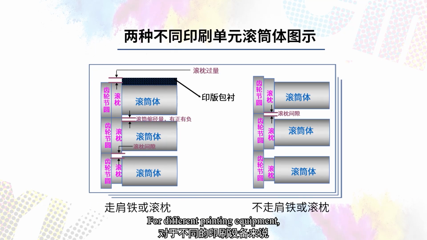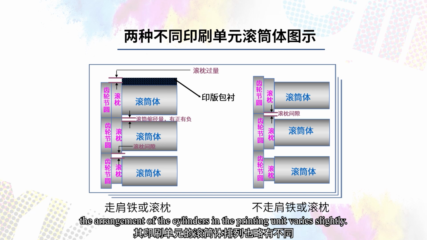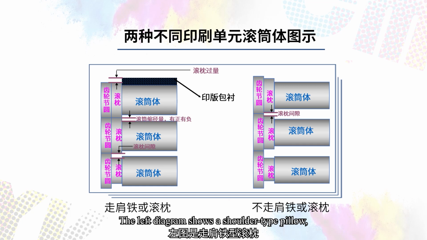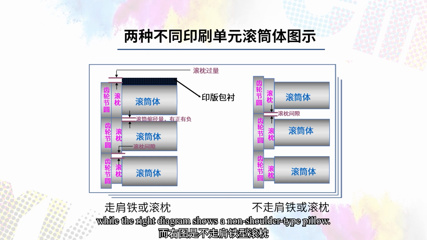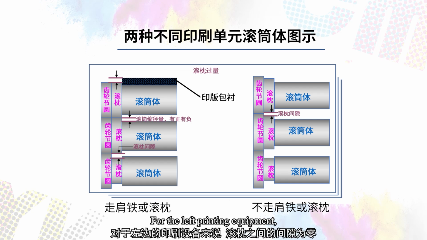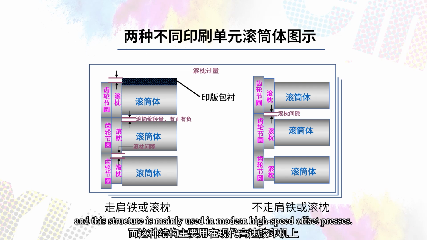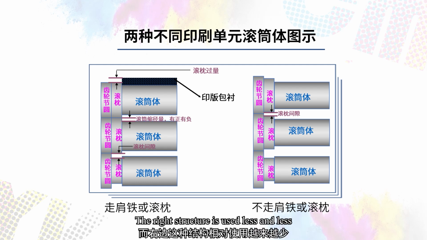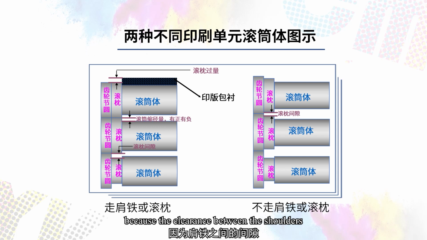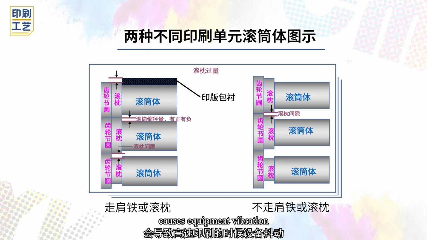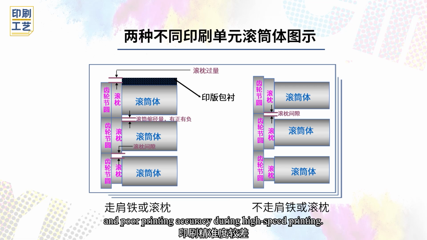The above is a schematic diagram of measurement using a cylinder diameter gauge. For different printing equipment, the arrangement of the cylinders in the printing unit varies slightly. The left diagram shows a shoulder-type pillow, while the right diagram shows a non-shoulder type pillow. For the left printing equipment, the clearance between the pillows is 0, and this structure is mainly used in modern high-speed offset presses. The right structure is used less and less, because the clearance between the shoulders causes equipment vibration and poor printing accuracy during high-speed printing.